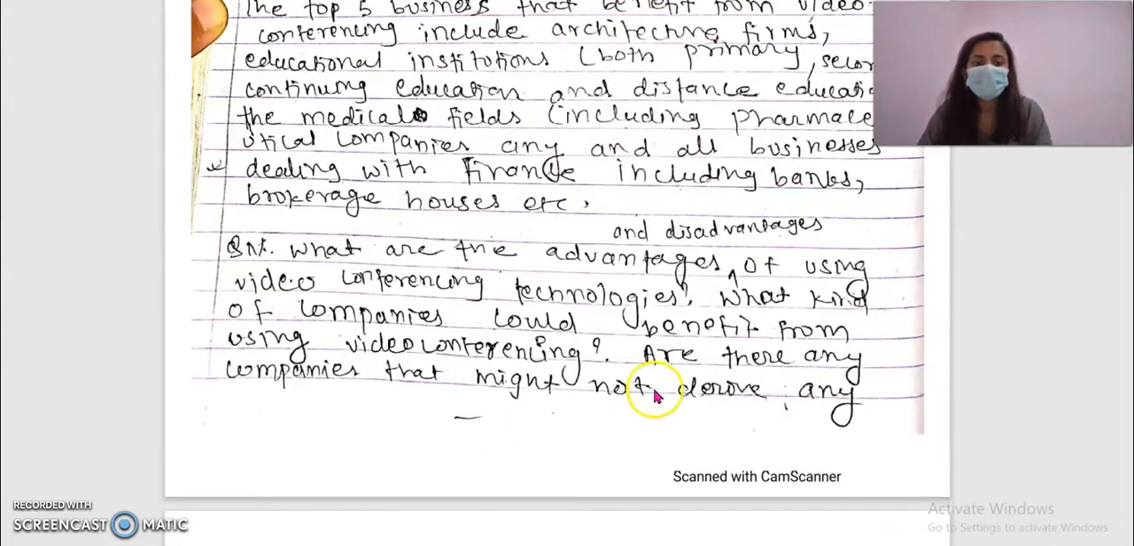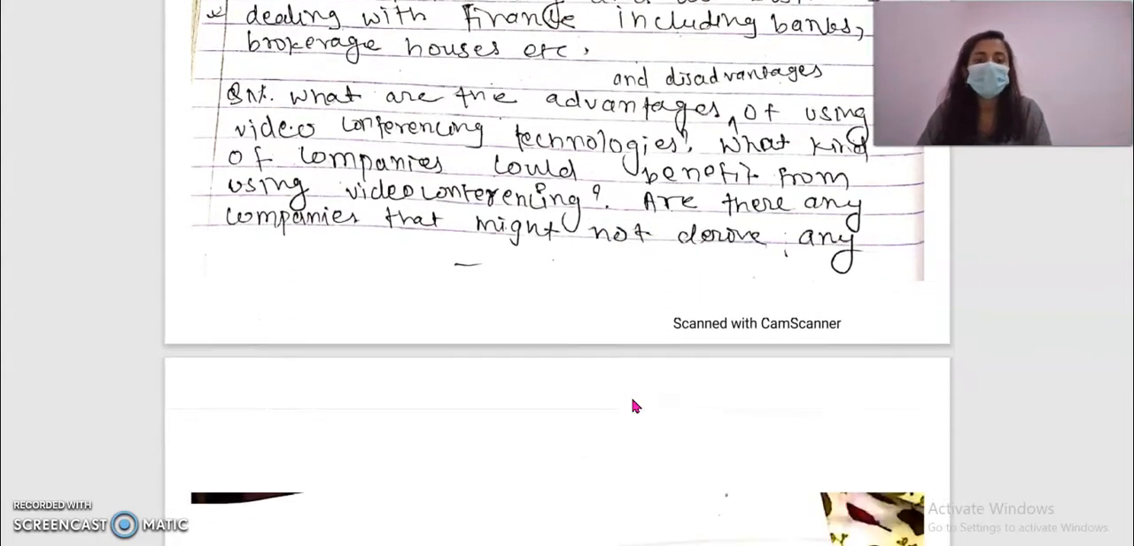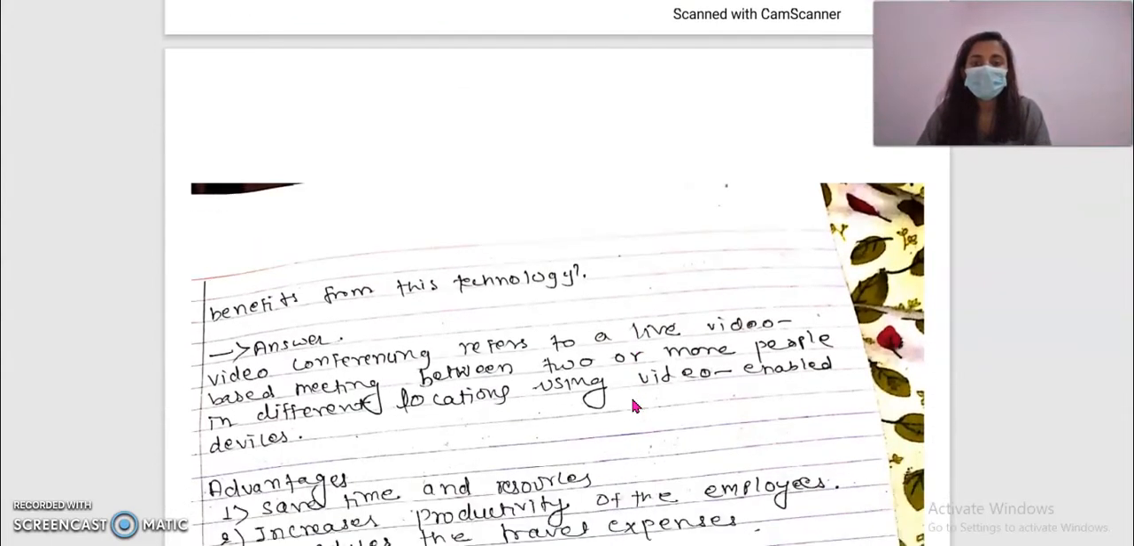What are the advantages and disadvantages of using video conferencing technology? What kind of company could benefit from using video conferencing? Are there any companies that might not derive any benefit from this technology? Answer, see the answer here.